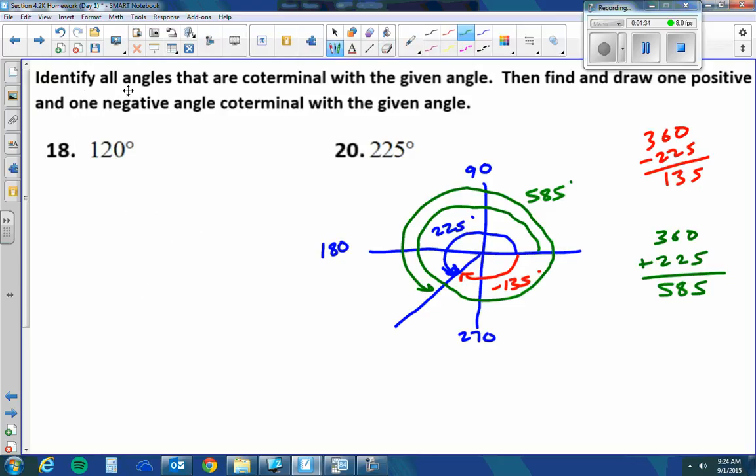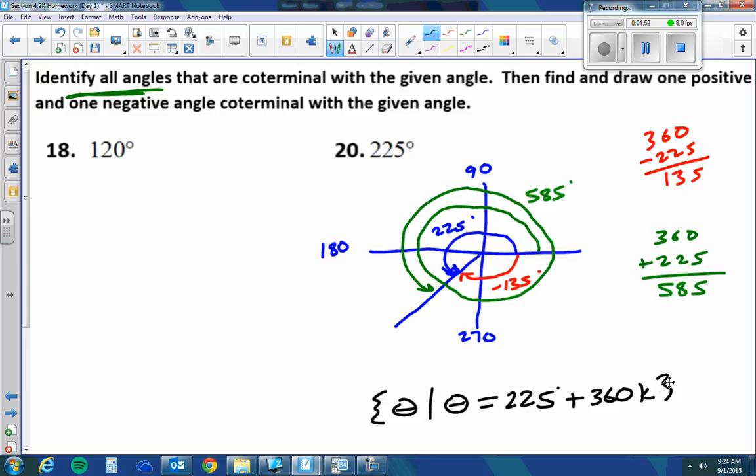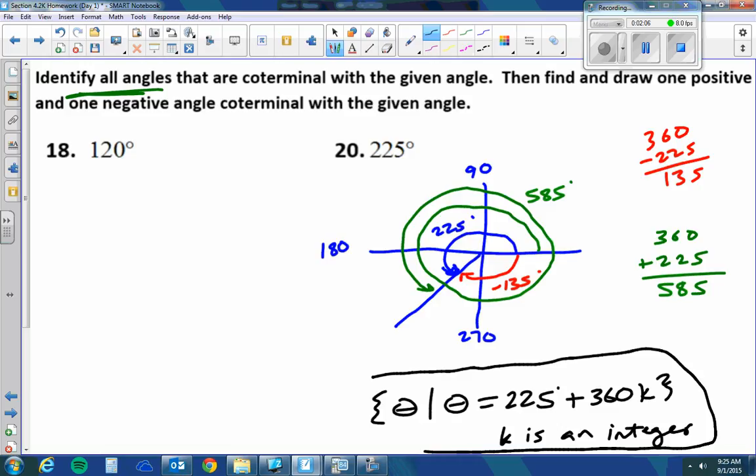Now, it's also said identify all angles that are coterminal. So I don't want to see this expression. You say it's a set of all angles, theta, such that the angle is, I'll just use the 225 degrees, plus 360k, where k is an integer. Frankly, as long as it's written down at least once, for this set of problems, I'm good. It does need to be written down, but you can just define it once. Okay?